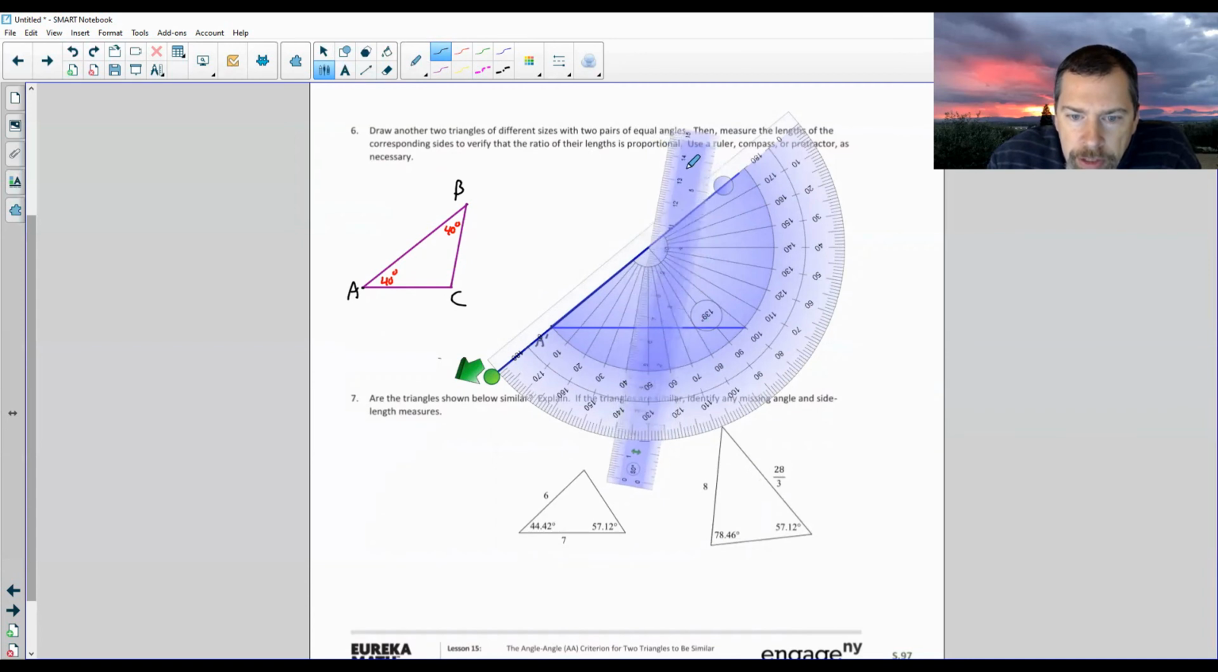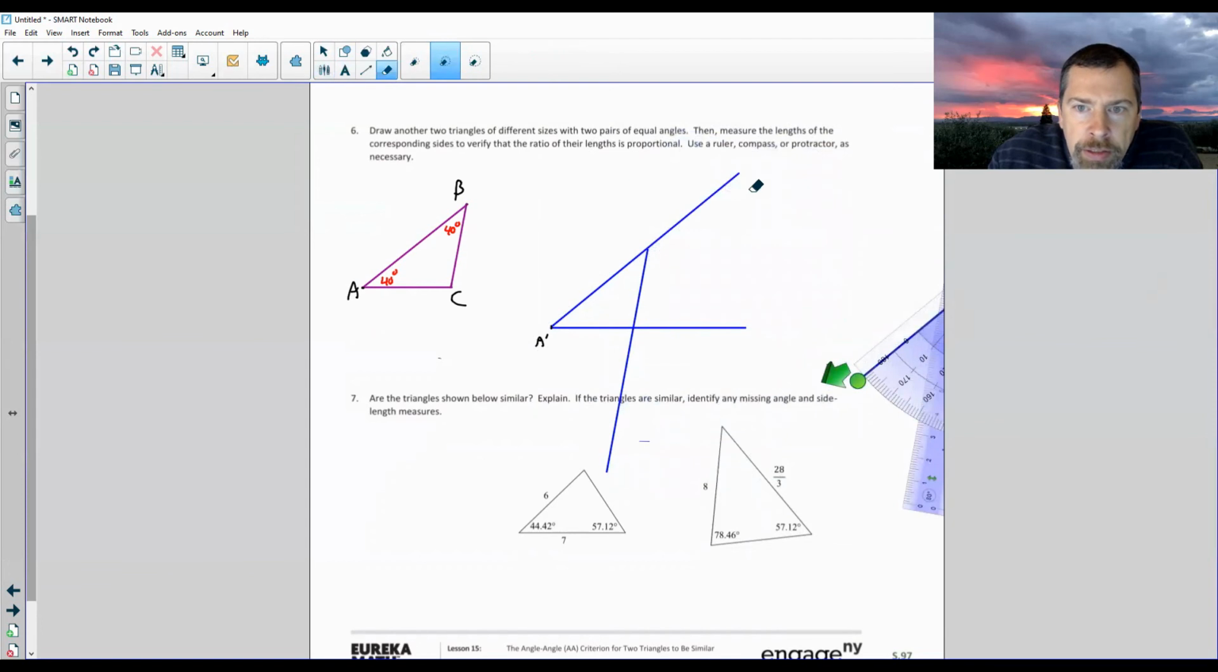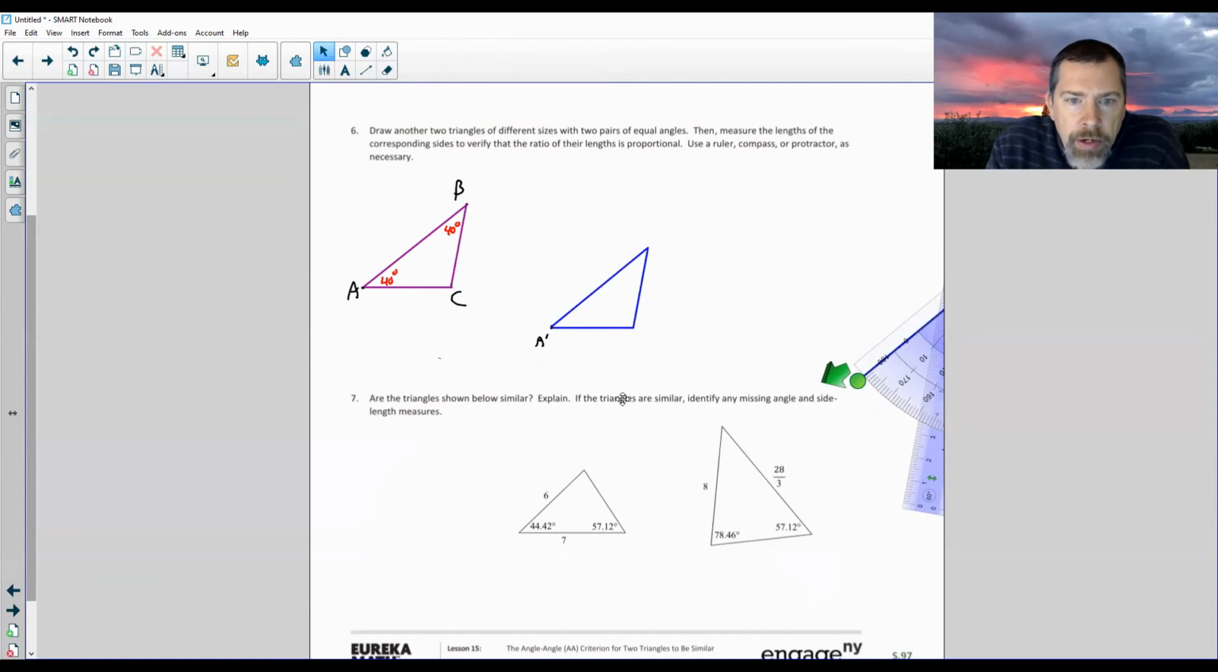See how that lines up with 40 right there? So if I drew a segment like this all the way up to there, move my protractor, move my ruler, erase, erase, and erase. Okay, so there are 2 triangles.